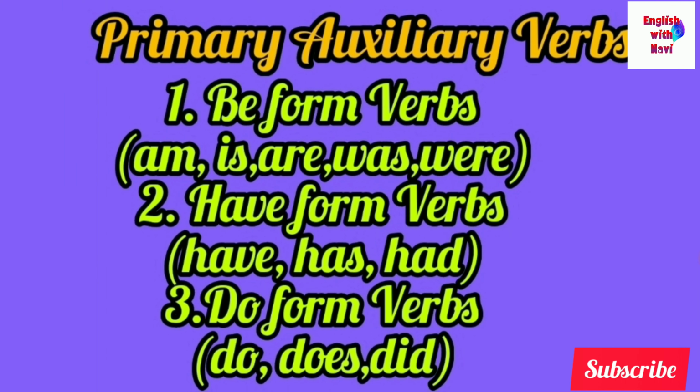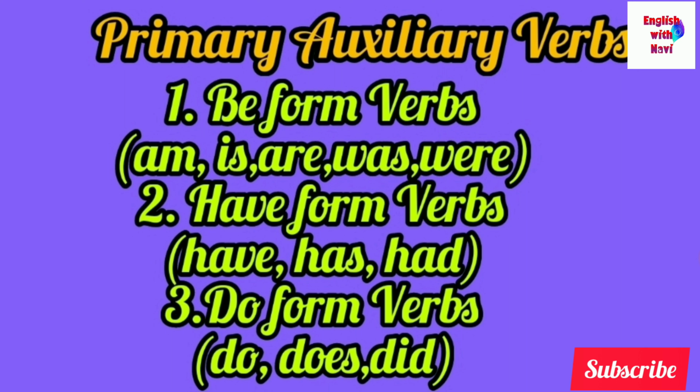Now, what are be form verbs? Am, is, or was, were. So, they are all be form verbs, be verbs. So, these verbs are otherwise called as to be verbs. Next, have form verbs. There are three have form verbs in English: have, has, had.